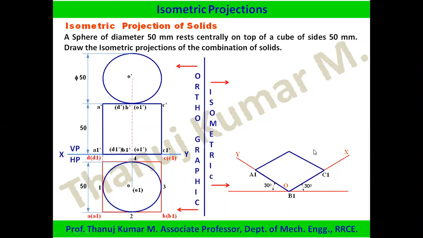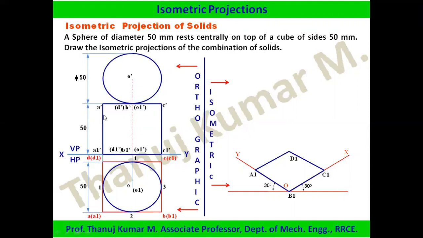After that, this is the base part of the cube that is drawn. A1, B1, C1, D1 is the base part of the cube. Now I have to draw the top view. Before drawing the top, I have to measure the height. Height is drawn with vertical lines.